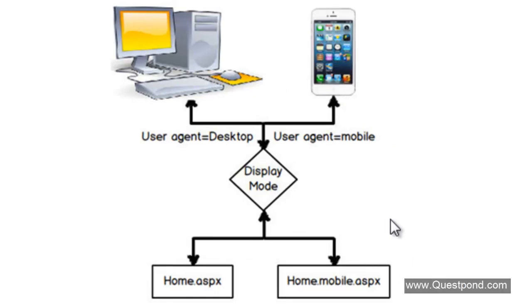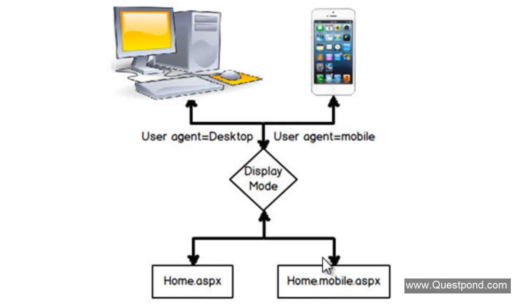And that's exactly where this MVC display mode comes into the picture. So what happens is, when a user sends a request to the MVC application, it uses the user agent variable to detect if this is a desktop or a mobile. If this is a desktop, it will send him to home.aspx. If this is a mobile, it will search for a .mobile.aspx extension and render that page. And in case you are using Razor, then the page names will be home.cshtml and home.mobile.cshtml.